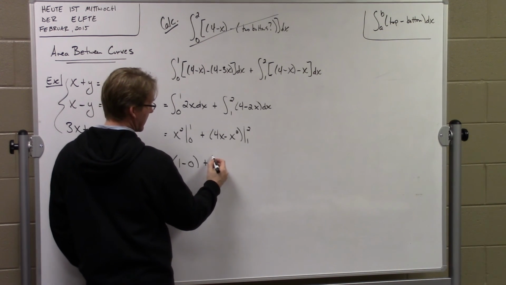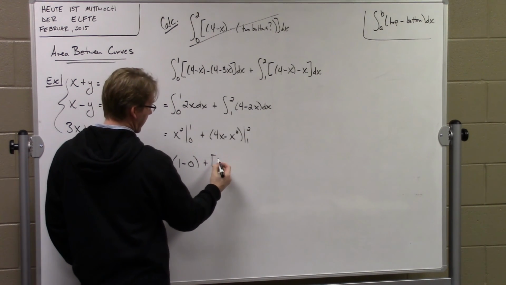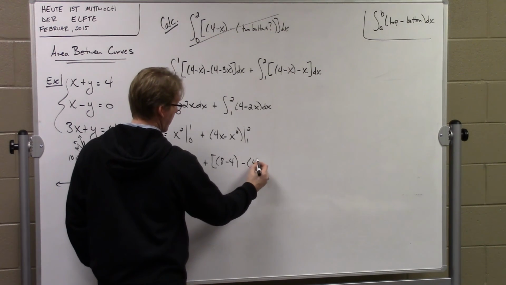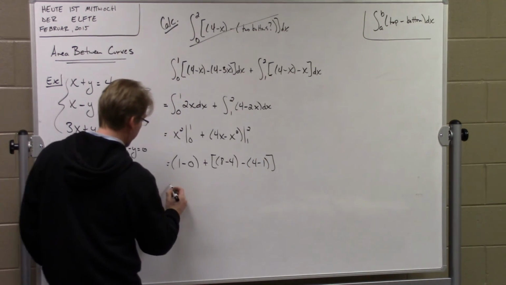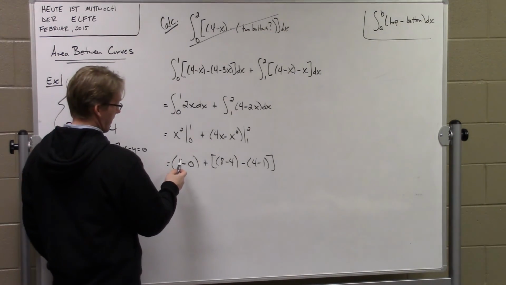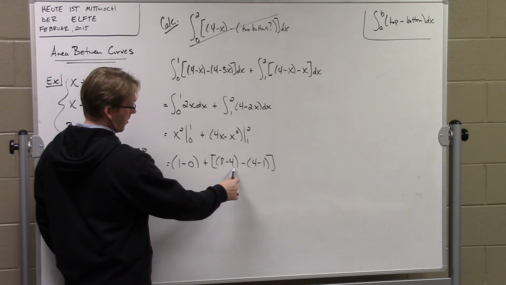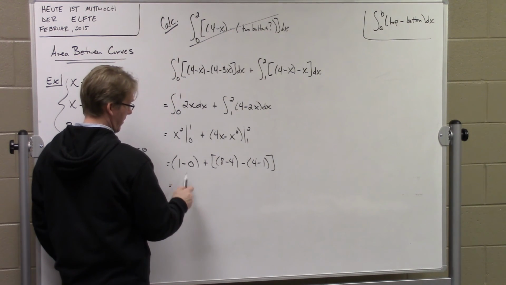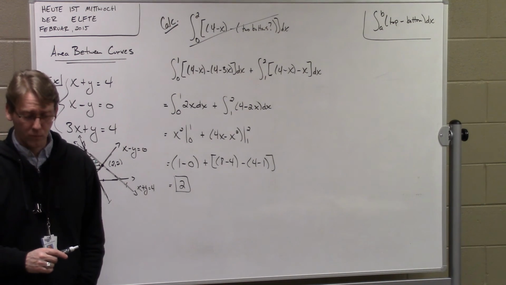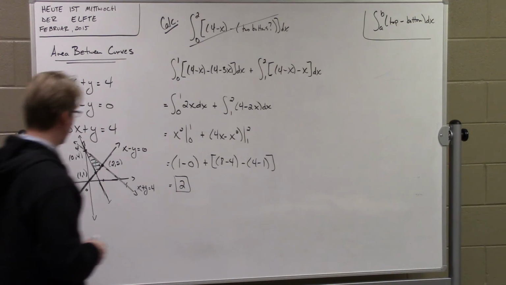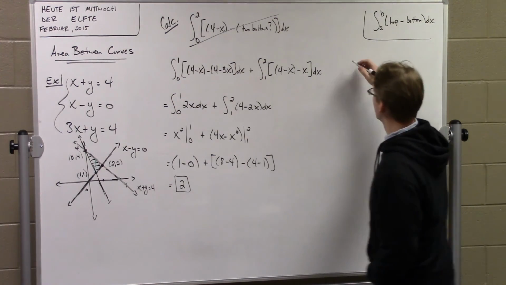Then we're going to add in the second part. Stick in 2, I get 8 minus 4. Stick in 1, I get 4 minus 1. Now we just have to make sure we're doing our order of operations correctly and we're good to go. That's 4, that's 3. 4 minus 3 is 1. 1 plus 1 is 2. So our total area there was 2. If you look at the graph, it kind of makes sense. Now, try this one with geometry.